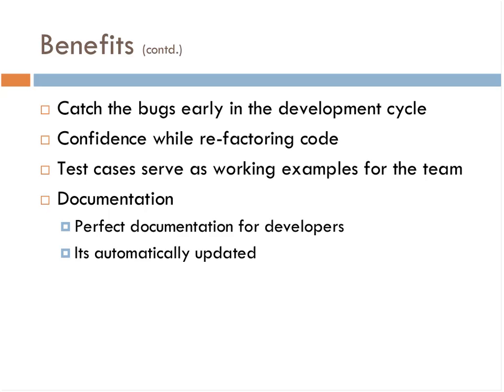So you have a working example for that code, because your test cases are nothing but examples. Your test case will contain exactly what all objects are passed to that method. It will contain exactly how the parameters are passed to that method, what the method is actually doing. So test cases are basically working examples for the team and any new team member that joins.